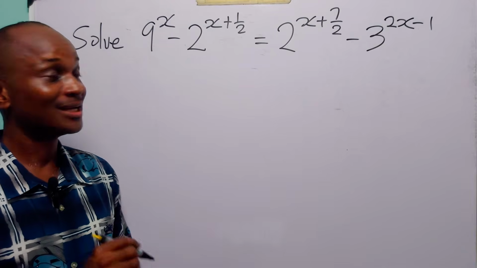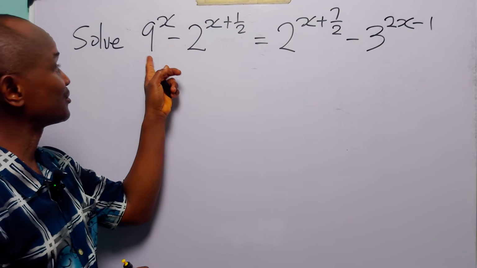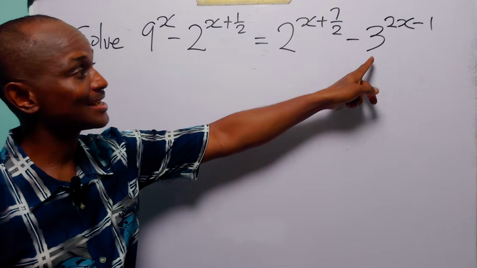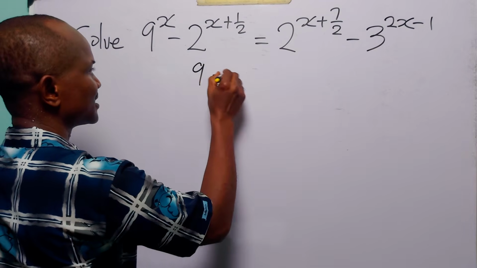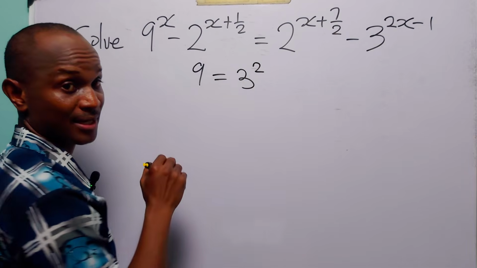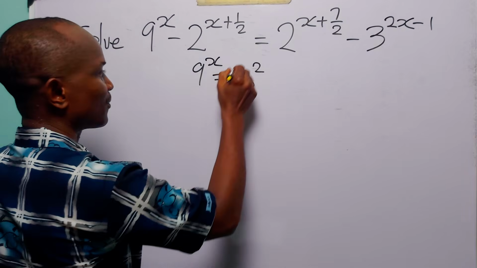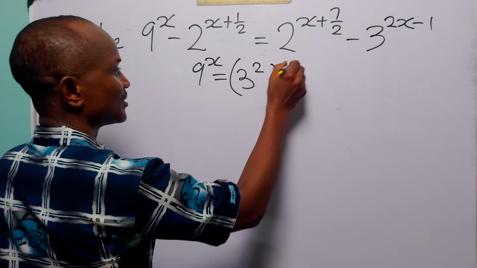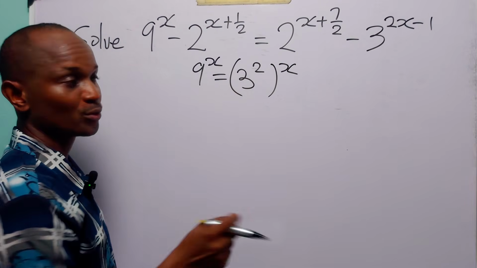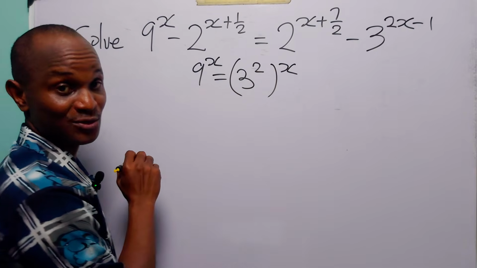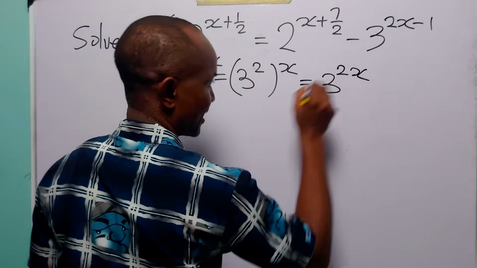Hello and welcome. To solve this exponential equation, we will start by expressing 9 to power x in terms of base 3. Now, you know that 9 is equal to 3 squared. Therefore, 9 to power x is going to be equal to 3 squared to the power x. And of course, to get rid of this bracket, all we do is to multiply these two powers. So this is equal to 3 to the power 2x.